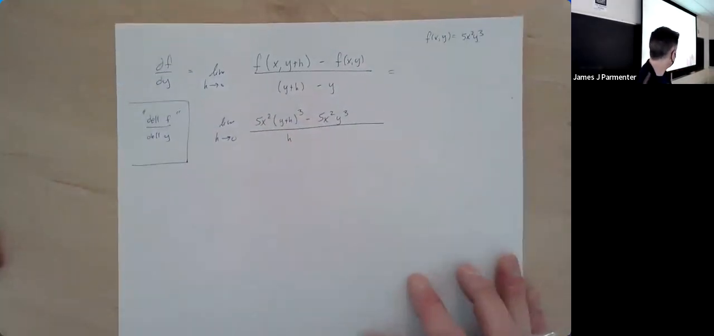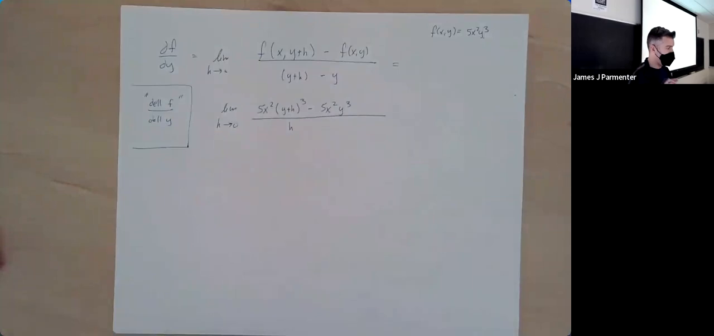And just like last time, we can see that the thing that is the variable that we're not differentiating with respect to, in this case x, all the x things are just going to factor out super easily.